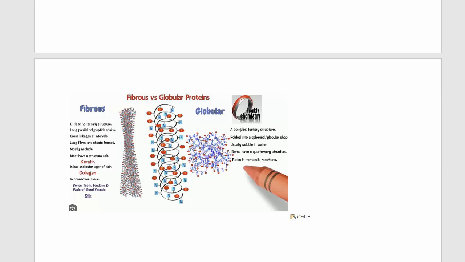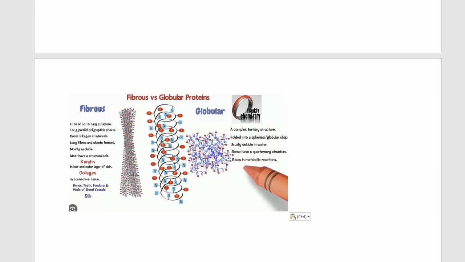These tend to form things like bones, tendons. They form the walls of blood vessels. Silk, apparently. That's very odd. Not really related to humans, but yes, silk is a fibrous protein. Whereas globular proteins include things like enzymes, insulin, immunoglobulins, and hemoglobin. These proteins' function is to play more of a role in metabolic reactions.